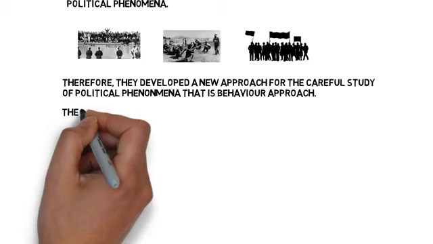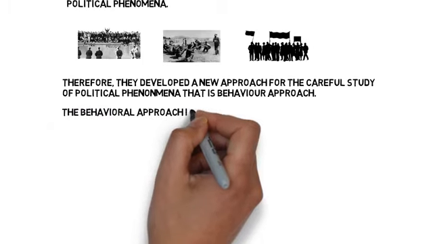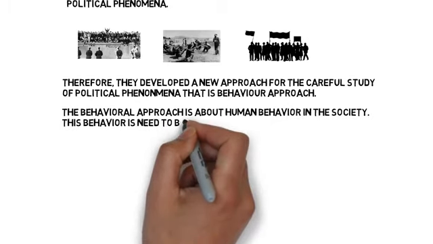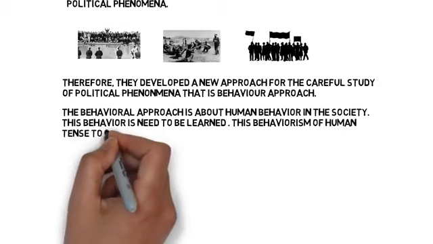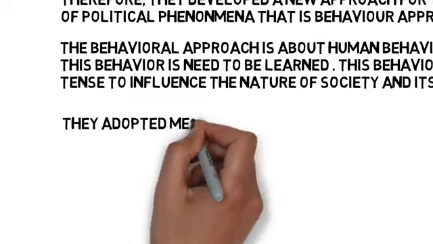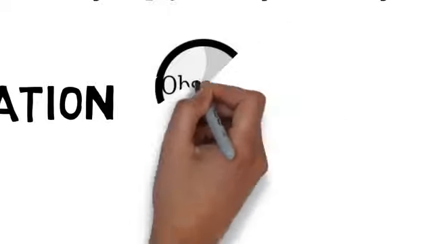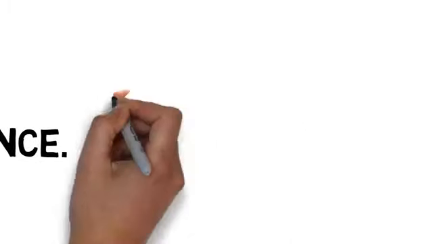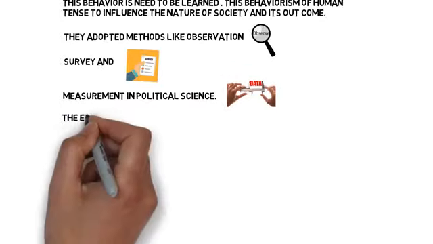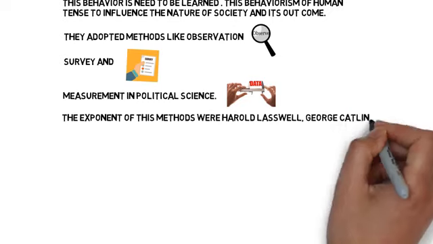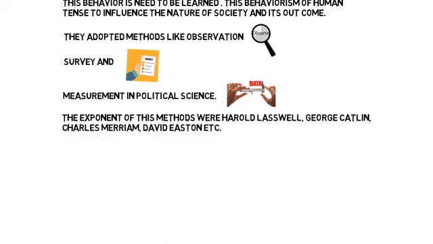The behavioral approach is about human behavior in the society. This behavior needs to be learned. This behavior of humans tends to influence the nature of society and its outcome. Therefore, they adopted methods like observation, survey, and measurement in political science. The exponents of these methods were Harold Lasswell, George Catlin, Charles Merriam, David Easton, etc.